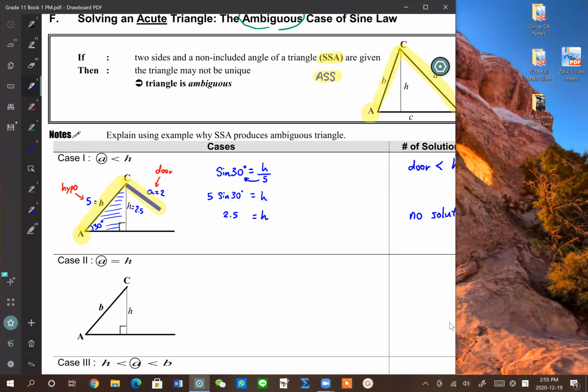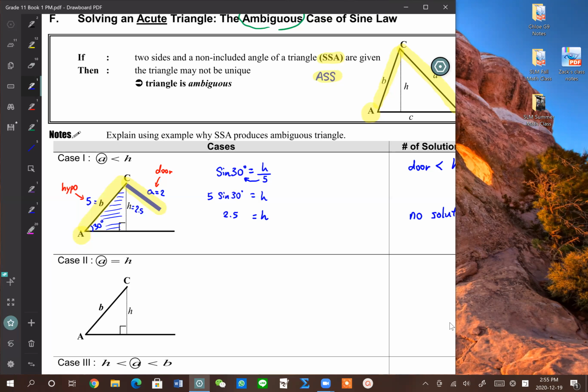Okay, so because we're talking about case 1, case 1 is saying the door has to be smaller than height. And we found out the height is 2.5, right? So I asked Ivy to give me any number that's smaller than 2.5. Okay, so she gave me 2. That's how we got the 2. Understand? Okay, thank you.